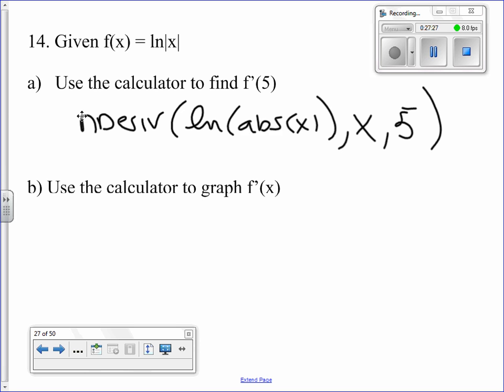It's only because it's 5. If I pick a negative number, yep. You only have to be accurate to 3 places in this class, so the actual answer is 0.2.